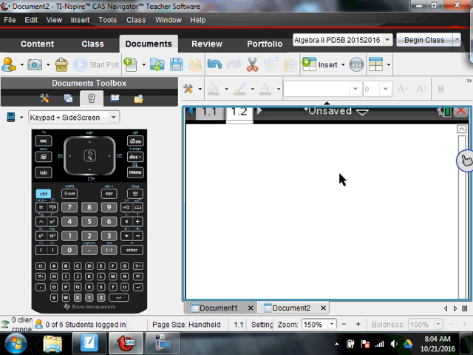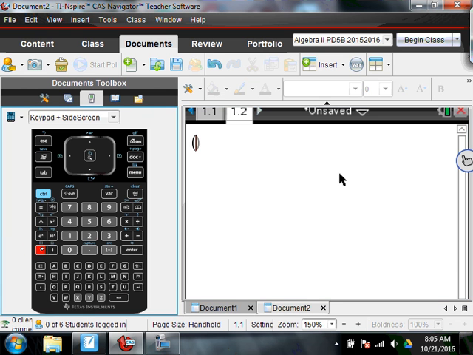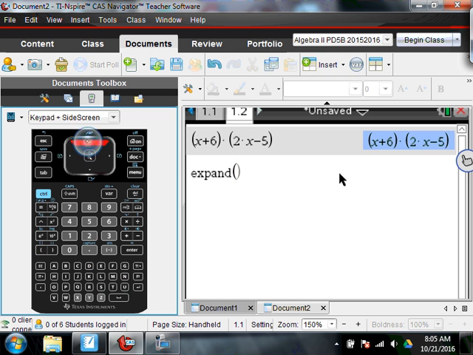Here's what makes the TI-Nspire CAS a little bit better than the regular TI-Nspire. If we wanted to FOIL something like the quantity x plus 6 times 2x minus 5, the TI-Nspire CAS will do that if you tell it how to. Now, it didn't expand that out for me. Expand that for the variable x.